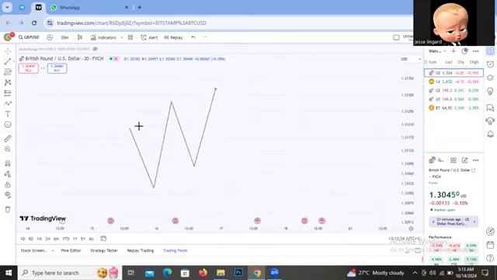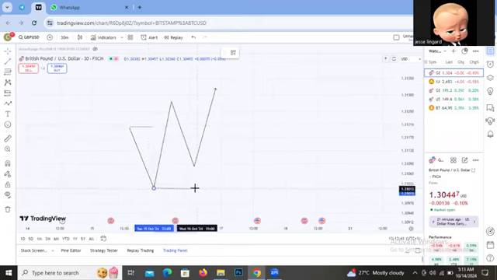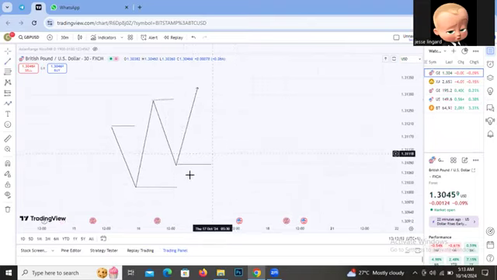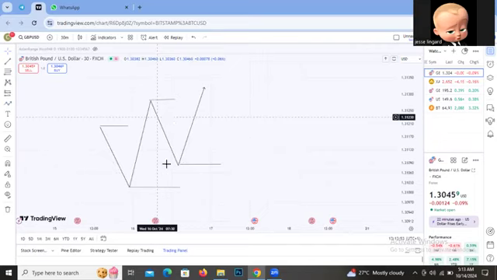This is an external market structure, and this is the external low of the market structure. This is another external high, and this is an external low. So what is the internal market structure?